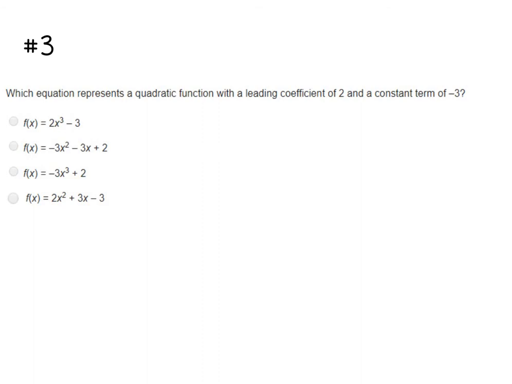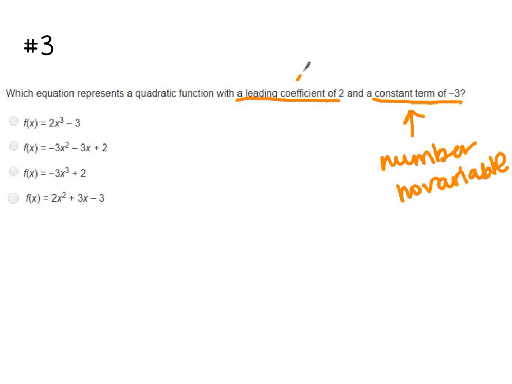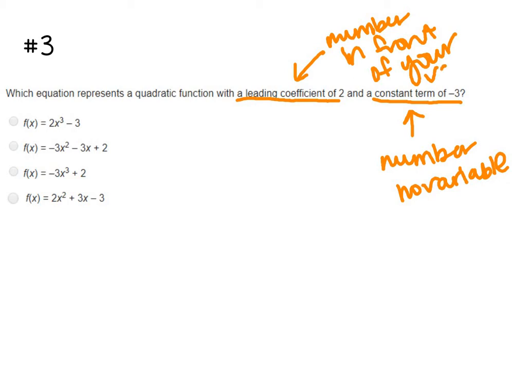On number 3, so the leading coefficient, okay, we just talked about a constant. Remember, it's going to be your number with no variable. And then a leading coefficient, okay, so a coefficient is going to be the number in front of your variable. Okay, and a leading one, that just means it's in front of the highest one. And then the last qualification, remember, it has to be a quadratic function, which means the highest exponent is going to be an x squared.